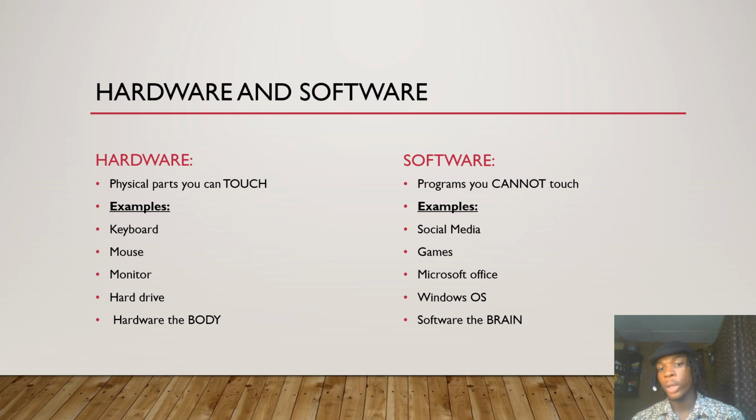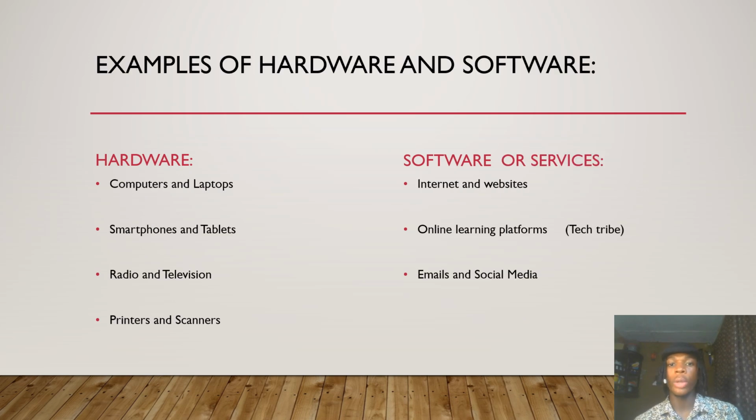And then we have the software. The software are the programs of the computer. You basically cannot touch the programs of the computer. Examples: we have our social media, the games, Microsoft Office, the Windows software, the brain. All these are examples of software. Even the games that you play, I said before, they are examples of software. We're going to talk more about hardware and software in our next class. So for now, just have the basic knowledge of them.